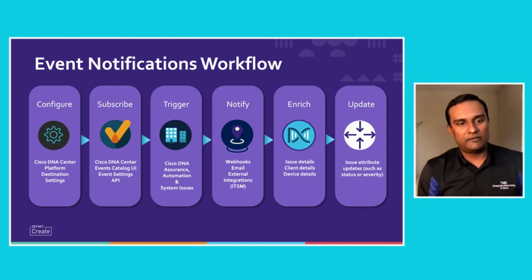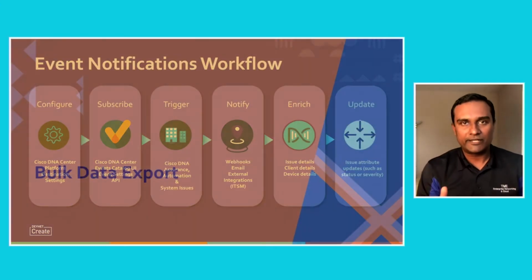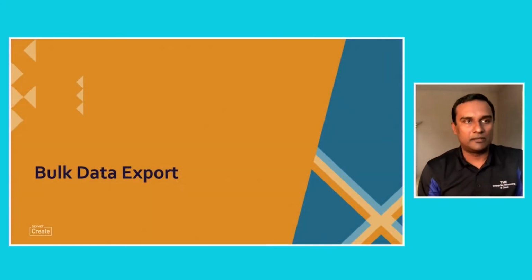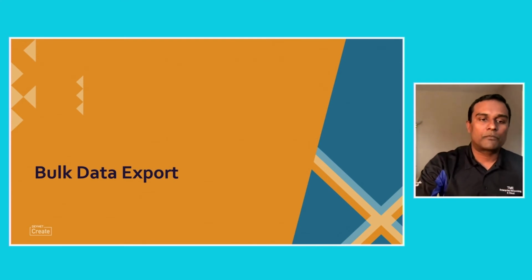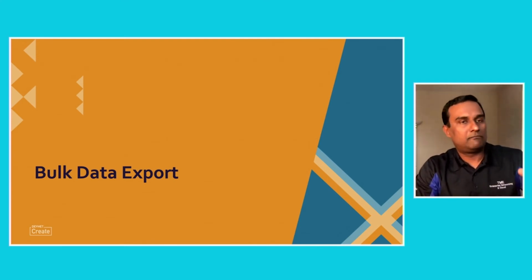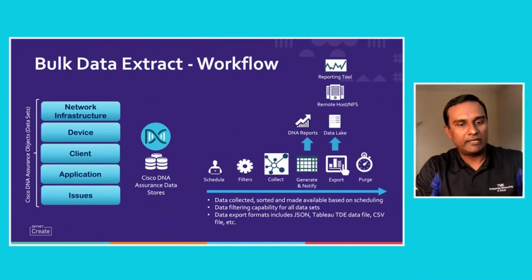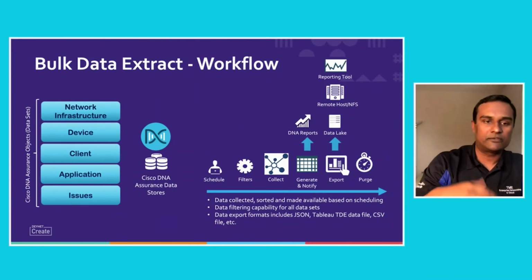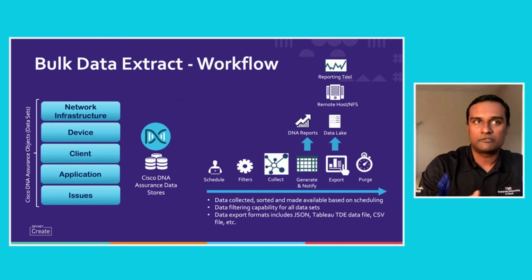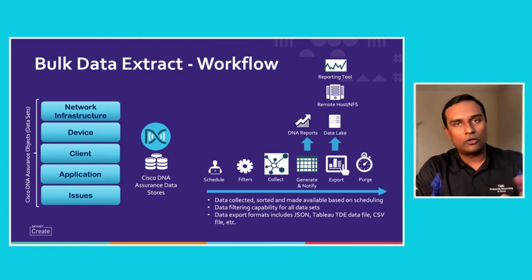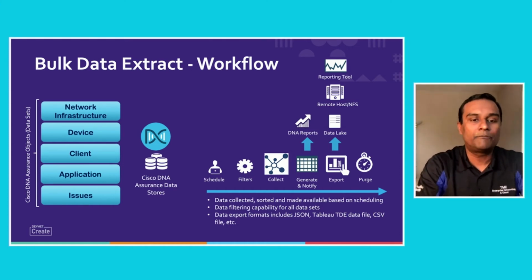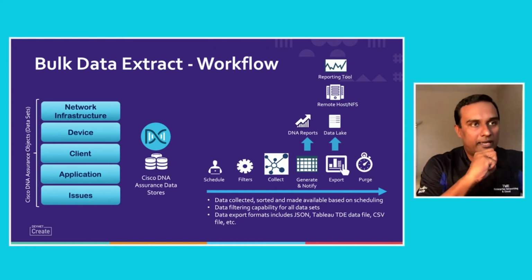The third method is the bulk data export, right? This is where we are able to export large amounts of data to your systems. This could be for many different use cases, but we give you the tools on how you can extract this. At a high level, we have a whole bunch of DNA assurance data stores, and these could be data stores for clients, for devices, for applications, for issues, trending data. All of those data stores are there on the DNA Center as part of the analytics platform, and you're able to get some of this data.